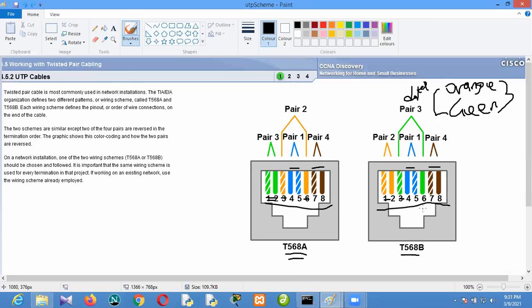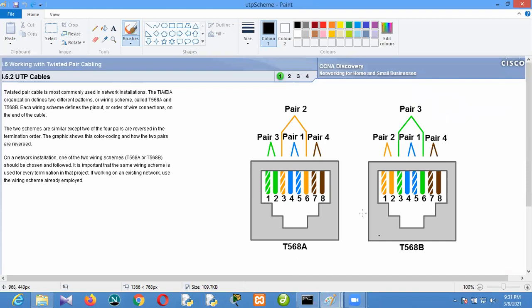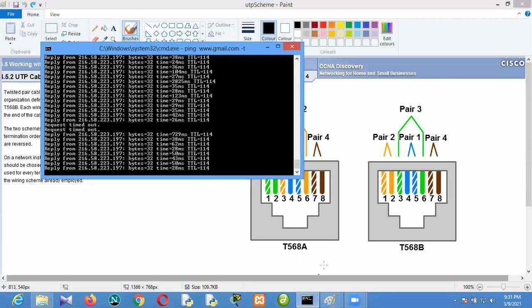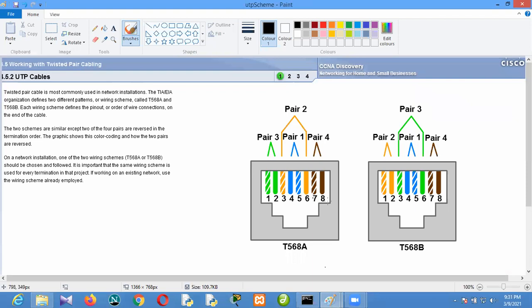Also, you should know, as I said before, that the remaining cables like this and this are for PoE. That's blue, blue.